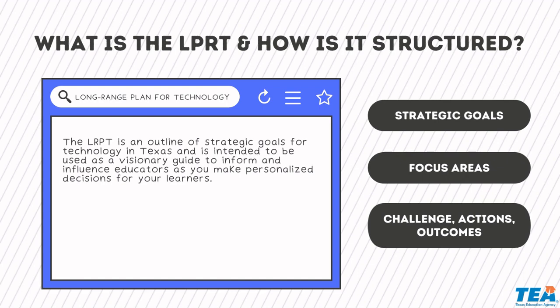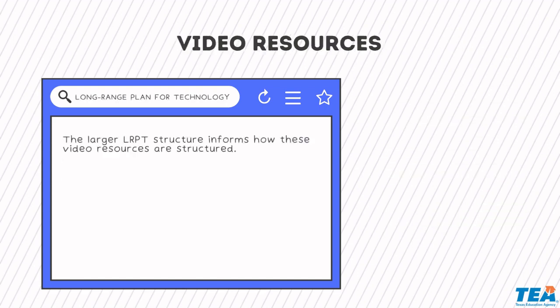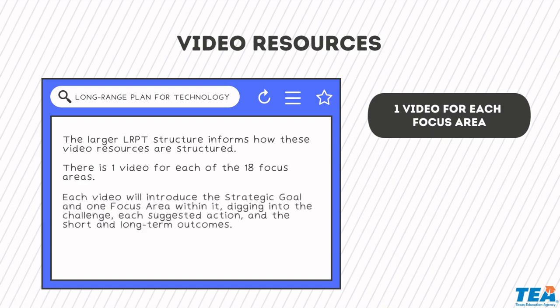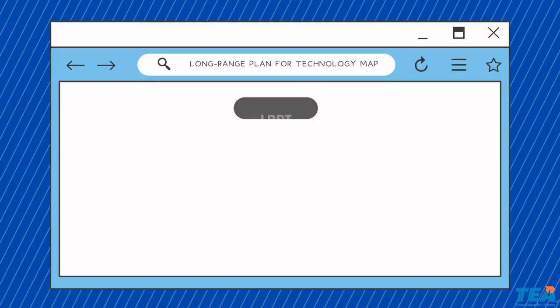The larger LRPT structure informs how to use these videos and how their resources are structured. There is one video for each of the 18 focus areas. This will allow you to watch the videos in order of what's most pertinent for your district. Each video will introduce the strategic goal and one focus area within it, digging into the challenge, each suggested action, and the short and long-term outcomes. Now, let's look at the LRPT structure as a whole.